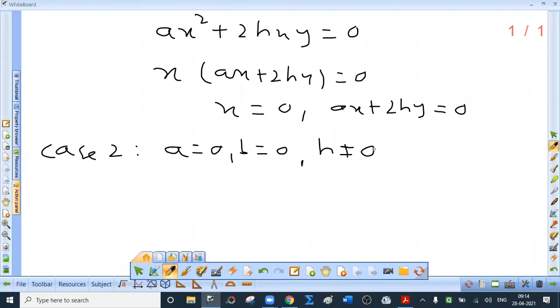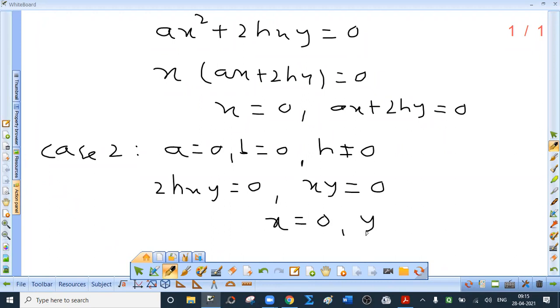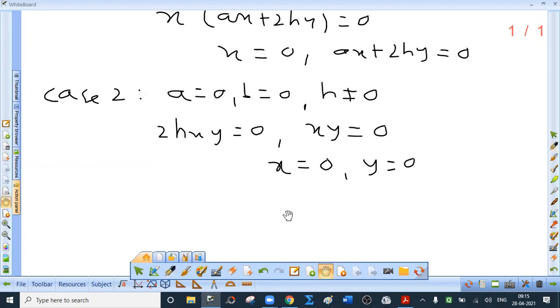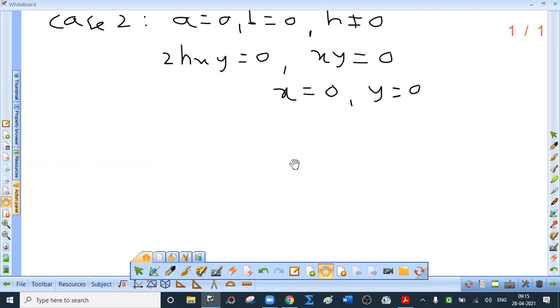So the equation becomes twice hxy equal to 0. So I can divide by twice h as h not equal to 0, xy equal to 0. Separate equations are x equal to 0, y equal to 0. x equal to 0 is the y-axis, y equal to 0 is the x-axis. Do these axes pass through origin? Yes. In fact, the point of intersection of these two axes is nothing but origin. And therefore, in this case also, equation 1 represents lines through origin.